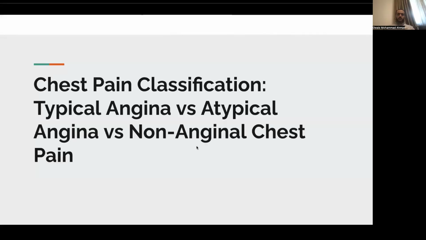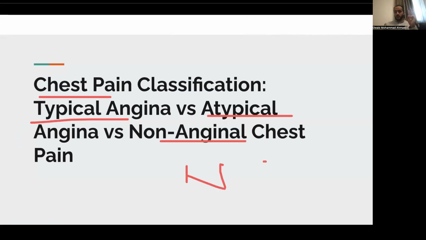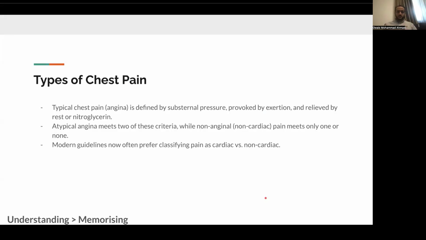All right. So we're going to be speaking today about chest pain. I want to start off by saying chest pain we can classify into three main categories: typical chest pain, atypical chest pain, and then non-anginal. Now, non-anginal can also have another name. It's called non-cardiac chest pain. So these are the three types of chest pain.